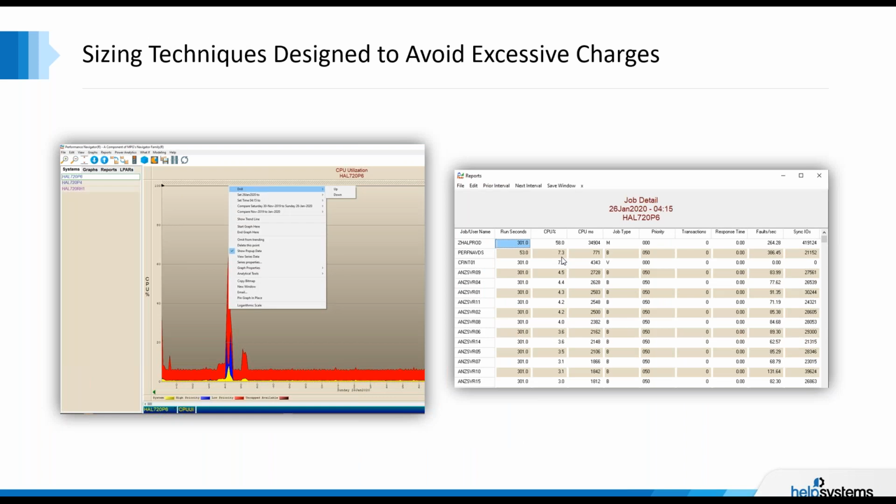If we go to the next slide, we'll give you some examples of how that would work. So a couple of things that we've noticed. The picture, of course, we're using Performance Navigator to look at this data. And as you can see in the graph there, there's one little spike.